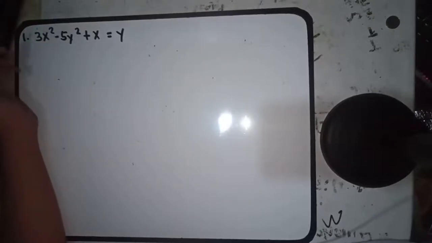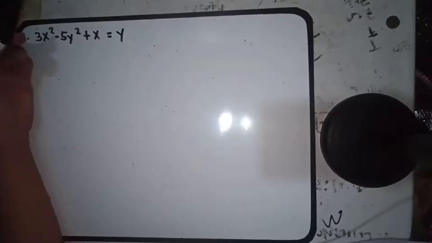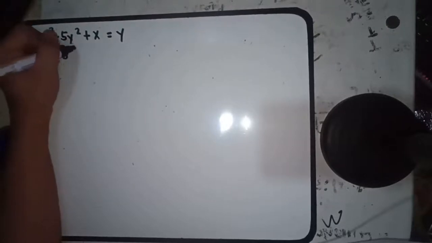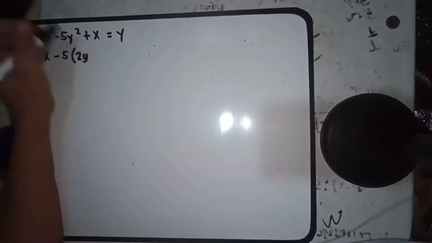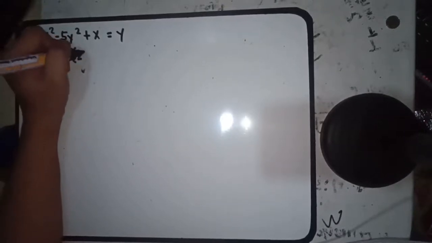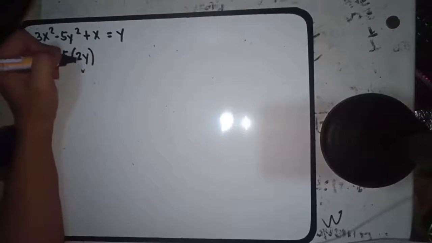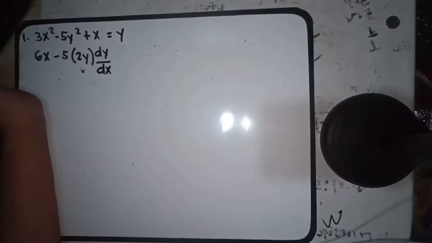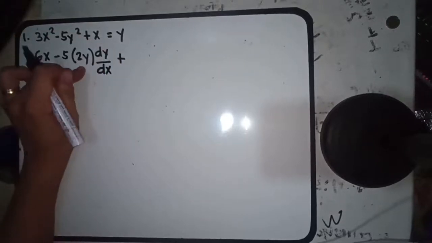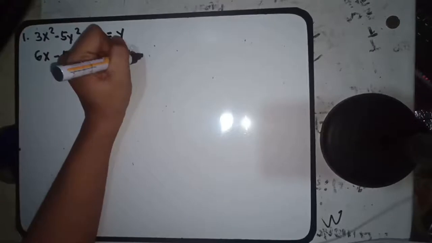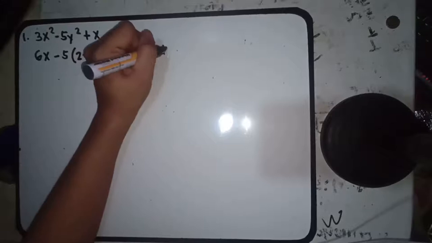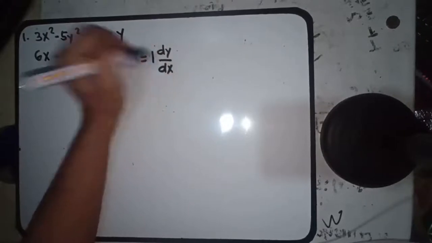So, we have 3x squared. The derivative of 3x squared, we have 6x, minus the derivative of 5y squared, we have 5 times 2y. Okay, 5 times 2y. And then since this is a y term, we'll just have to multiply dy over dx. Okay? Plus the derivative of x, which is 1. This is equals to the derivative of y, which is 1, and then multiplied by dy over dx.